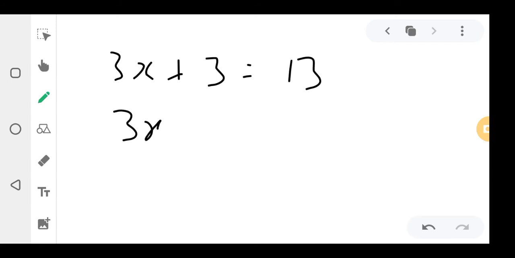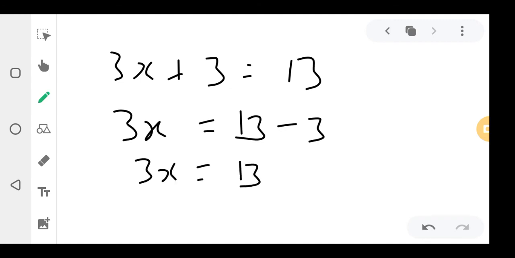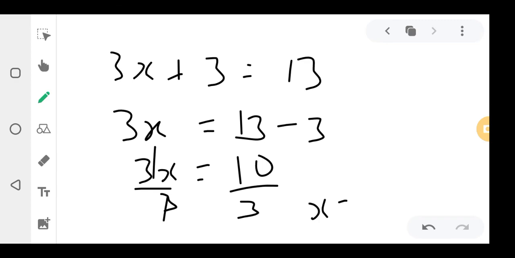So what do we have here? It will be 13. That 3 goes to this side and becomes negative 3. So 3x is equal to 13 minus 3, which is 10. You divide by 3. So x is going to be equal to 10 over 3. That is how you find the value of x.